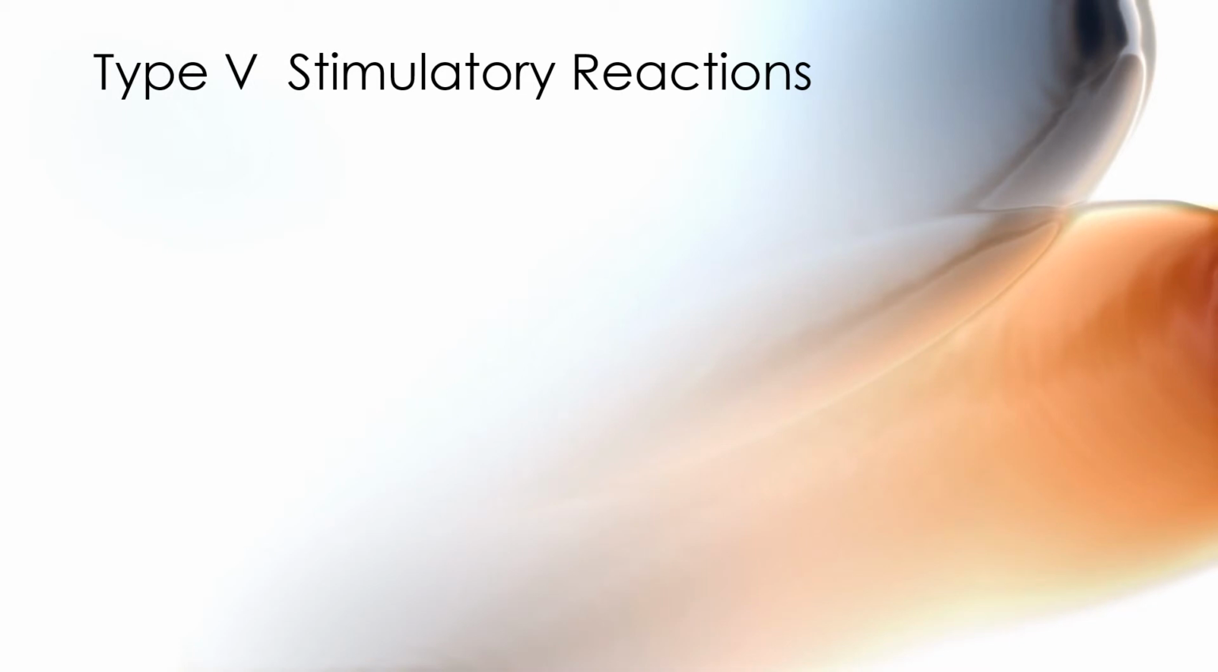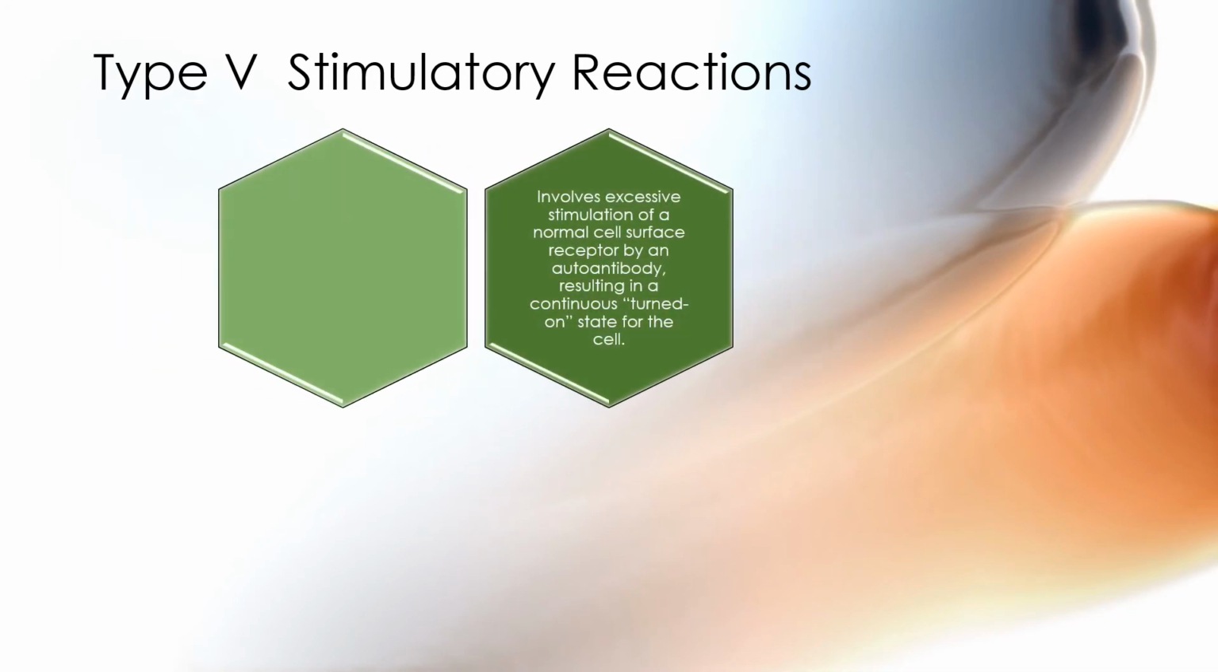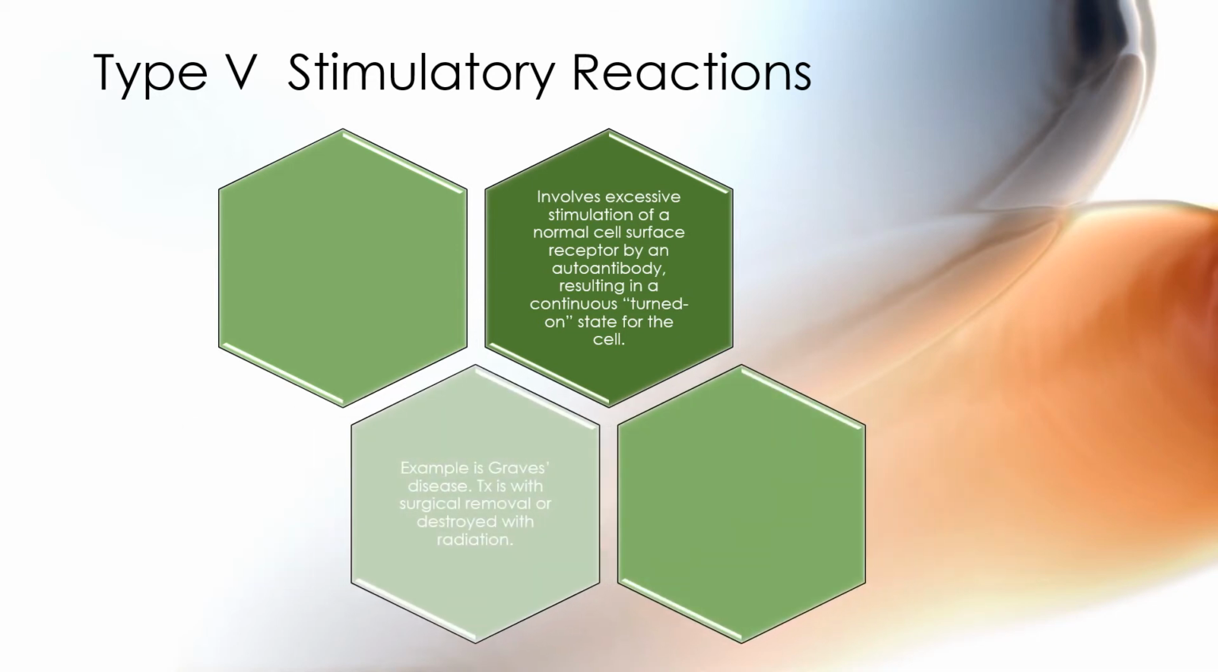Okay, now we're going to discuss type 5, which is a stimulatory reaction. It involves excessive stimulation of a normal cell surface receptor by an autoantibody, resulting in a continuous turn-on switch state for the cell. An example is Graves' disease, and treatment is usually surgical removal of the cells or destruction of the cells with radiation.